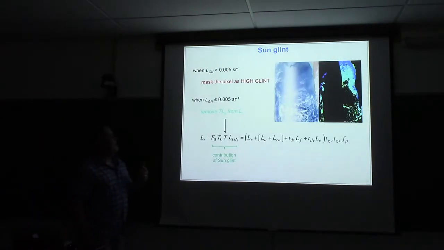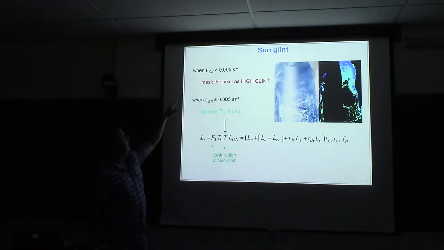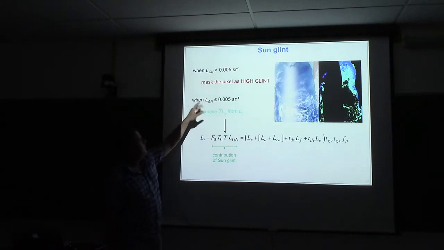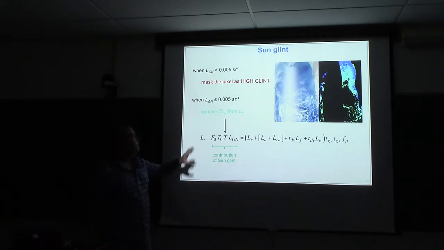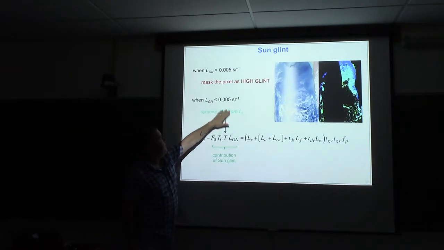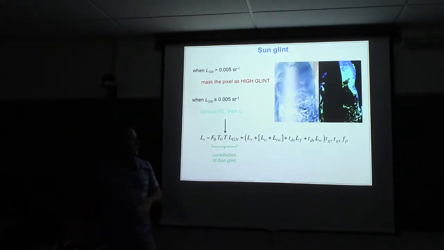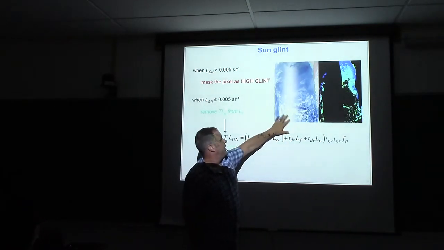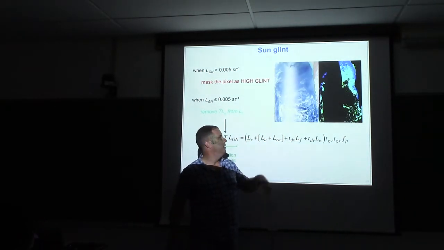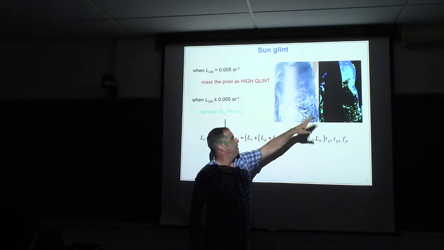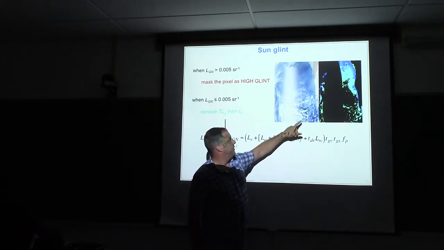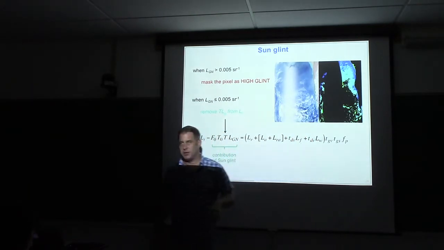Okay, so the way this works is when you calculate your LGN term, if it's greater than 0.05, you mask it out. We're not going to use it. If it's less than 0.05, then you remove it from the total signal, and we move on with the processing. And this is just a kind of false color image to show you what sunglint looks like and the resulting retrievals that we would get if you black out everything that's sunglint or clouds.